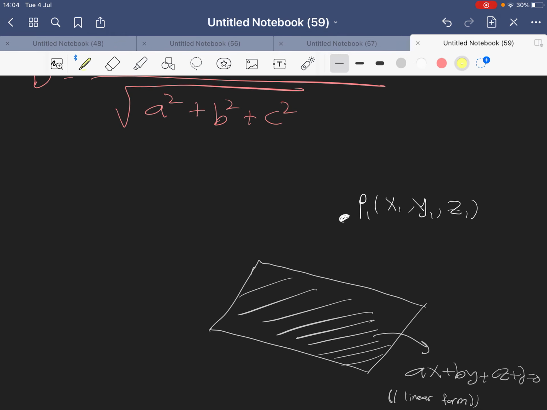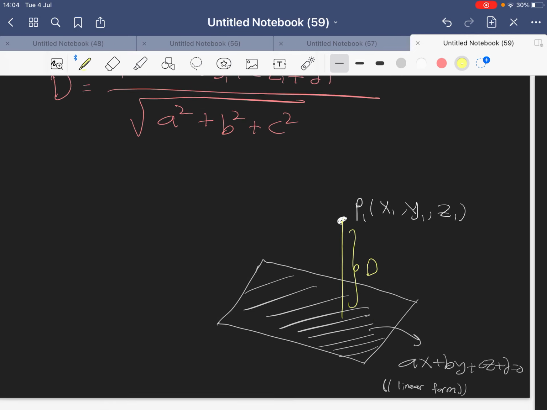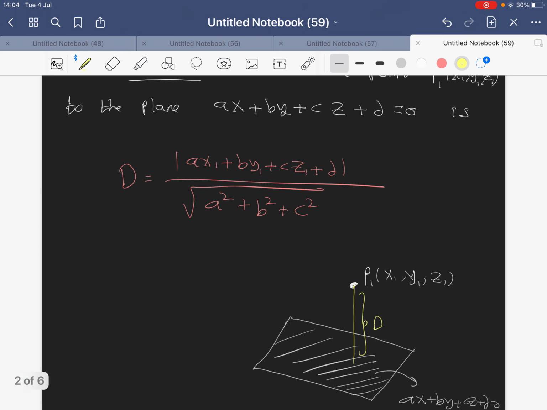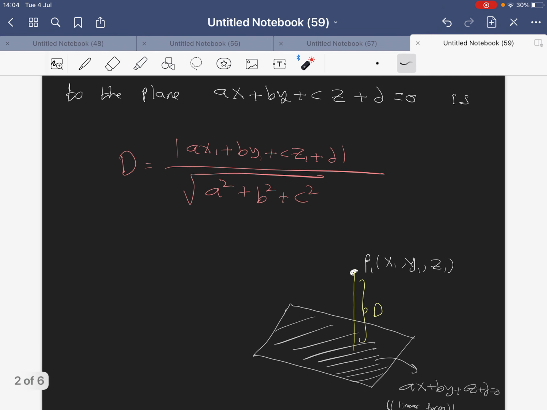And we want to find this distance from here, this one. And we will call it d. So we need to find this distance. And there is a way to find this distance using the components, and the formula will be as simple as this one. So the idea here is x1, y1, z1 will be the coordinates for the point.